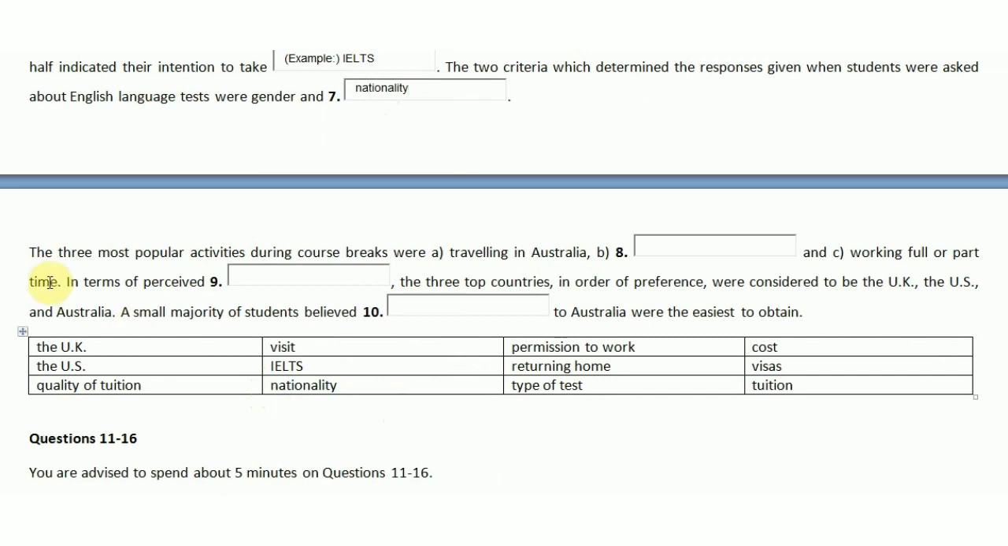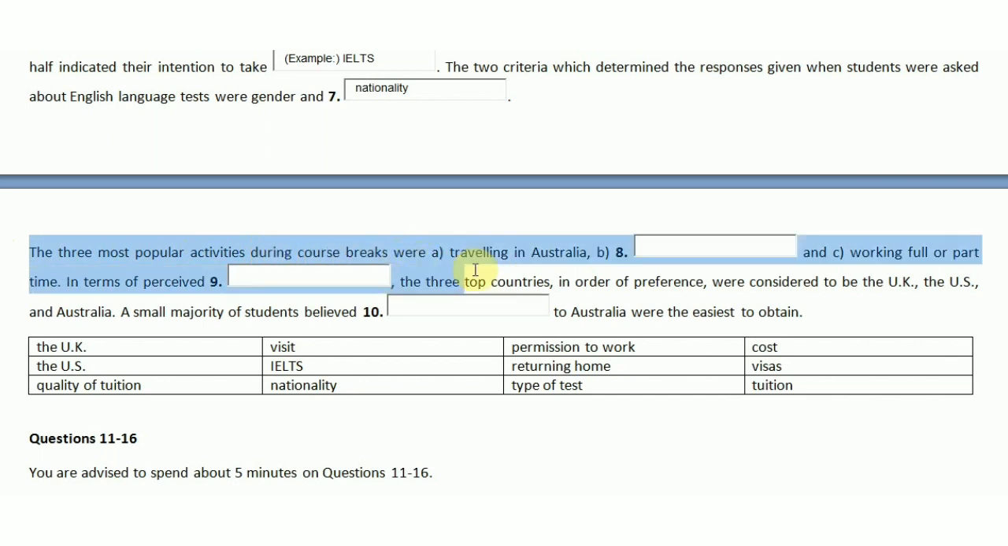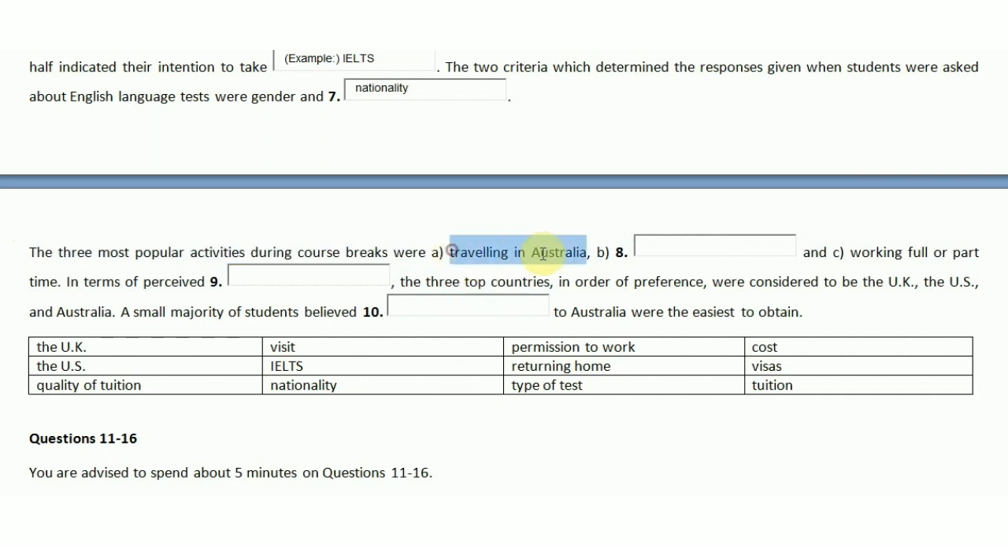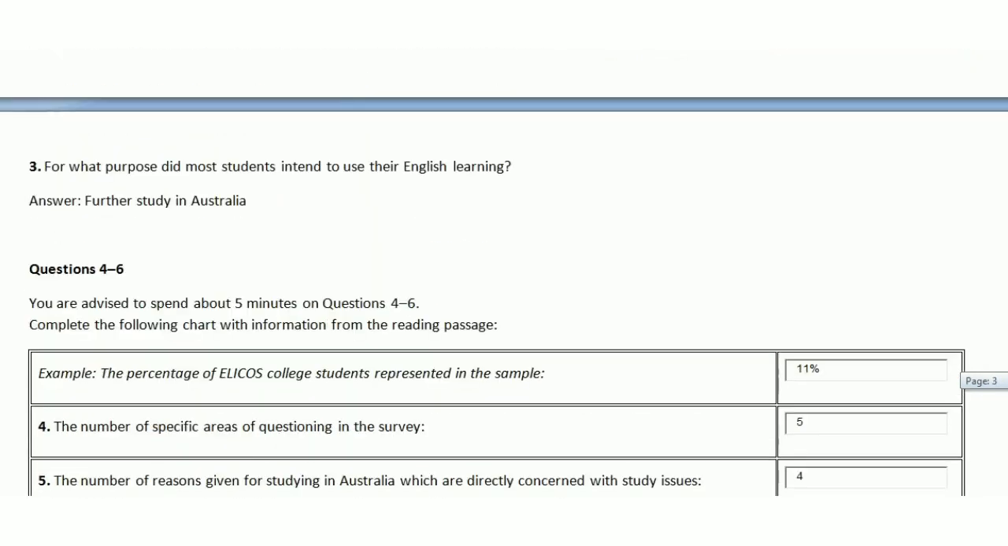Now the next question is: the three most popular activities during course breaks were traveling in Australia. So the three most popular activities. First one is traveling in Australia. Second one we have to find out, and then third one is working full or part-time. So during course breaks, what were the three most popular activities? This one we have to find out. So let's find out what are the three most popular activities.